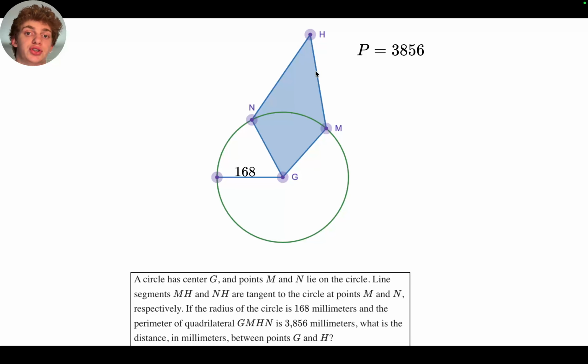So let's go ahead and just draw a line between G and H because that's the distance that we're trying to find. So as you see, that'll give us sort of two triangles. So we've got this triangle and this triangle.